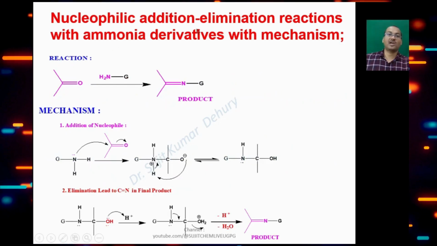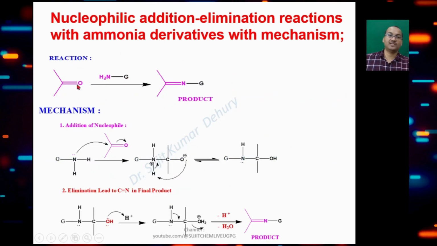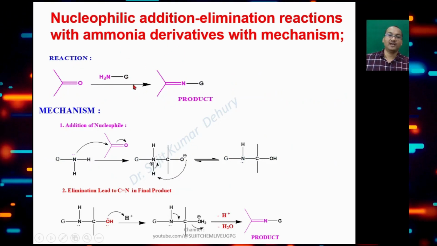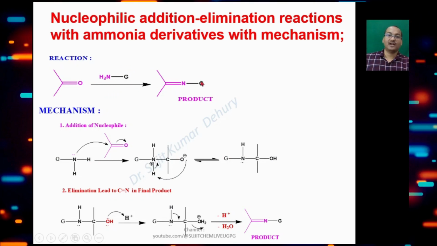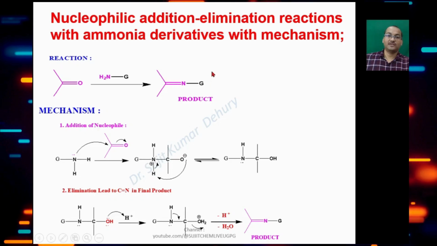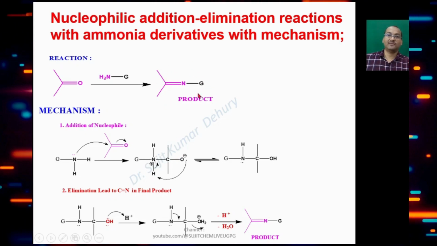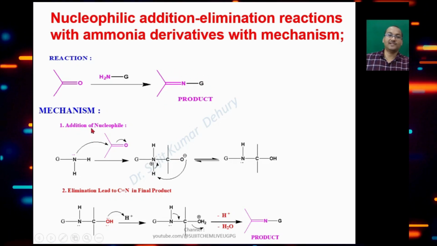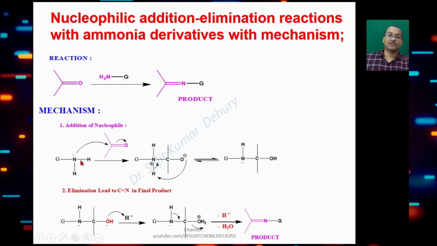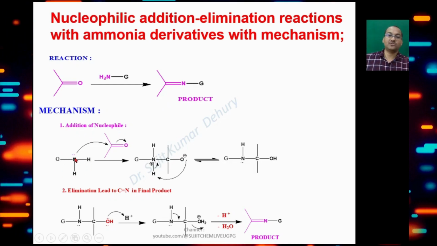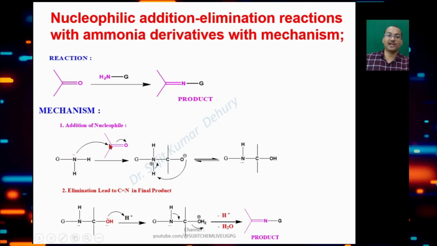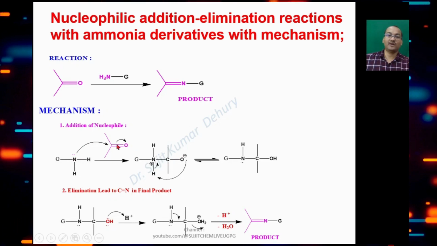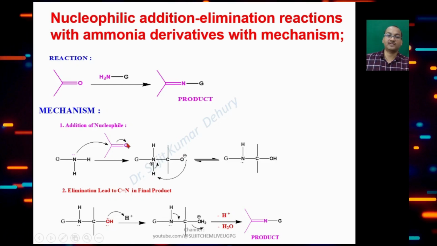Now let's talk about the general reaction mechanism. This is the carbonyl compound and this is the ammonia derivative NH2-G, and you will get this product, the addition-elimination product. First step, the addition of nucleophile. In this ammonia derivative, nitrogen has a lone pair of electrons, so it will attack as nucleophile. It will attack this carbonyl carbon of carbonyl compound, and C=O double bond will break on oxygen.